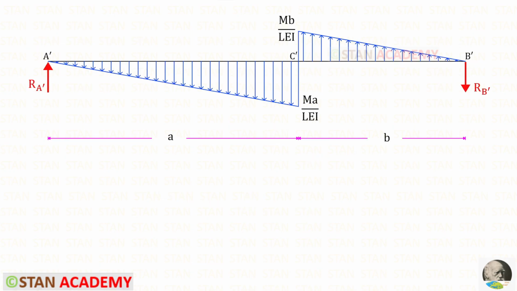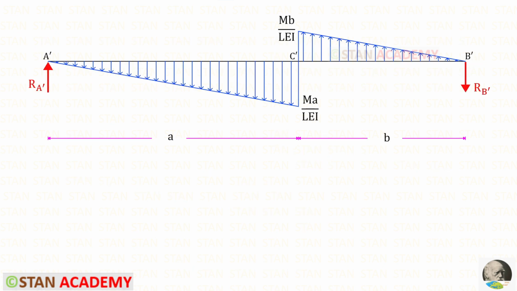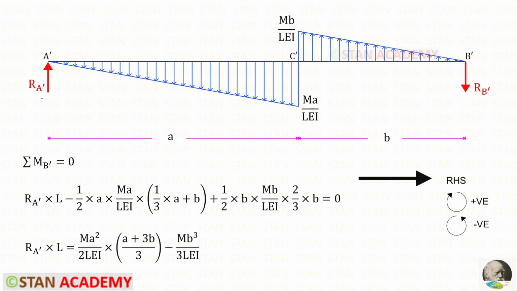This is the conjugate beam. Let us keep this loading as downwards and this loading as upwards. I have kept the negative side as downwards and the positive side of the moment as upwards. Let us keep RA dash as upwards and RB dash as downwards. To find RA dash, let us take moment about B dash.